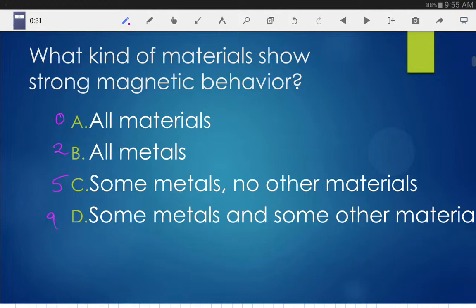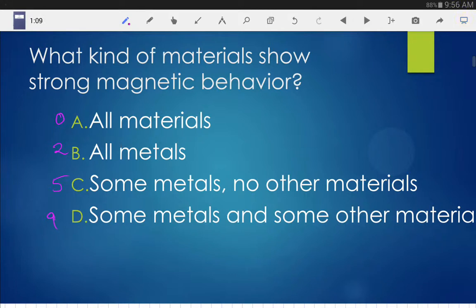You have to whack it on something. Okay, all metals. Sit on the ground. This here is a metal. No attraction. So not all metals. Now we're left with some metals and no other materials, or some metals and some other materials. The correct answer is, I don't have a way to illustrate this one, some metals and some other materials. There are some materials that are not metals that will have magnetism.